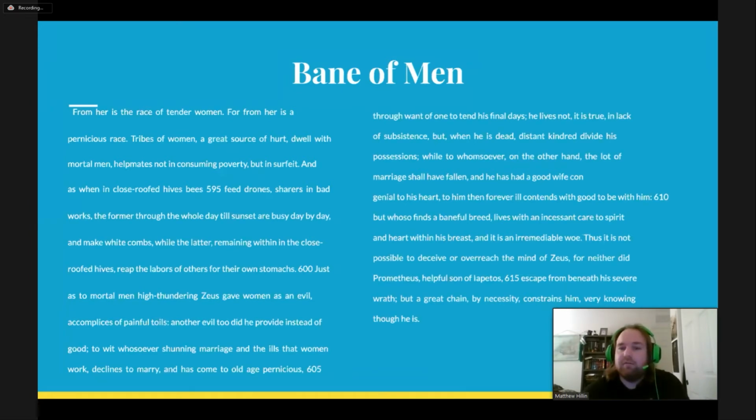Definitely a lower view, below men. Apparently to drain all the resources. Yeah, so there's a huge bias. Women are meant to be lower, submissive. Zeus made them a curse.